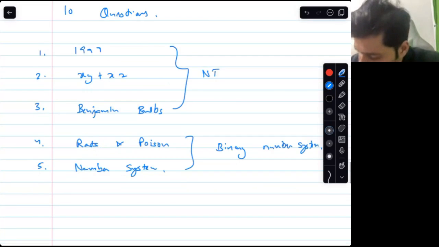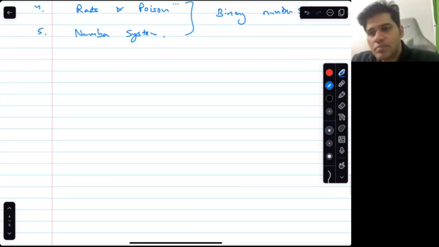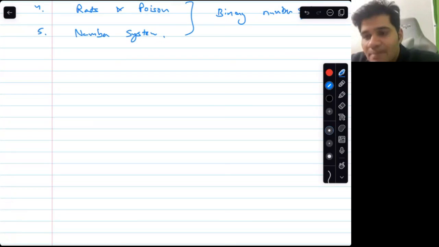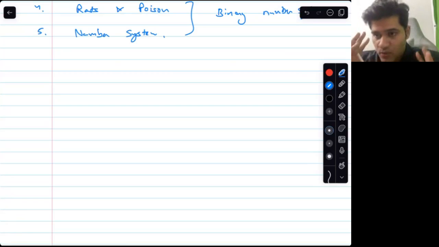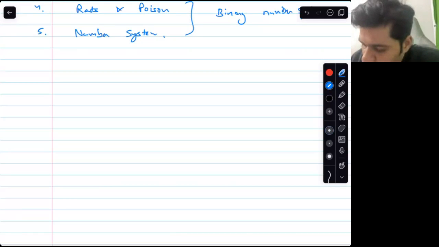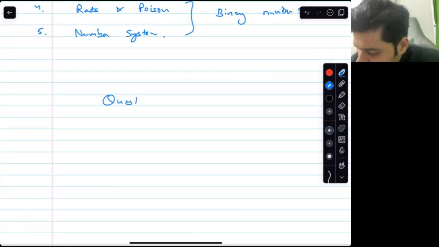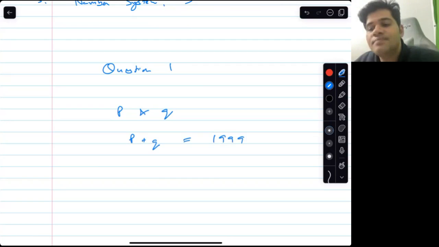All right, so the first question. It is a very simple question, but sometimes the data that the question shows to you may have layers behind it. For example, the first question is, there are 2 numbers P and Q. Also it is told that P plus Q equal to 1999.